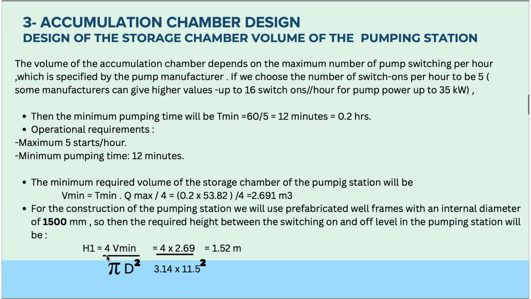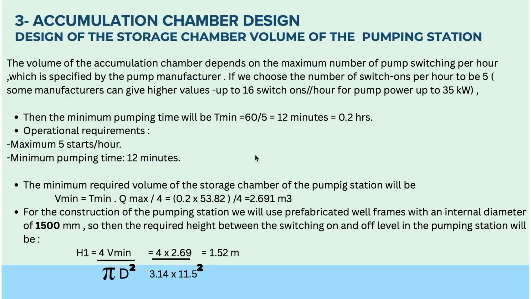For the operational requirements, the maximum is 5 starts per hour, and the minimum pumping time is 12 minutes. So the minimum required volume of the storage chamber of this pumping station will be T minimum times Qmax over 4. Then you will get this value.